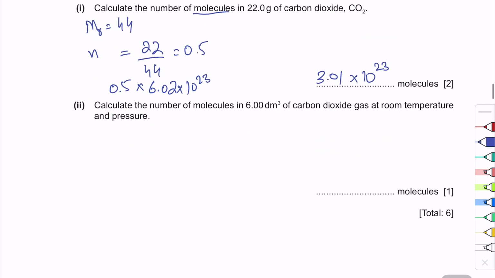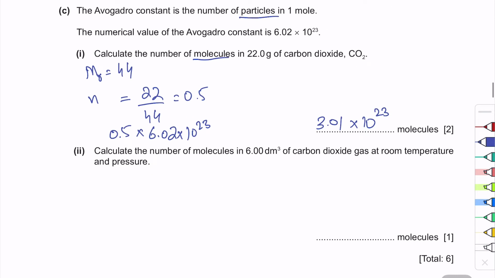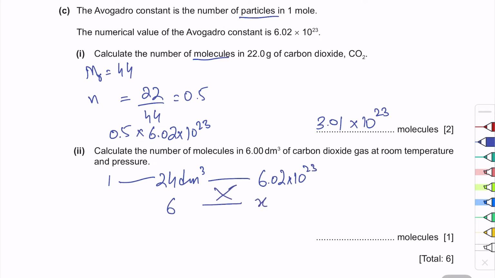Okay. Calculate the number of molecules in 6 dm cube of carbon dioxide. Again, this is pretty straightforward. You can use the ratio method or the formula, it's up to you. You know that 1 mole, which has 24 dm cube, has 6.02 into 10 power 23. So in 6 dm cube, you're going to get x, cross multiply and you get your answer.